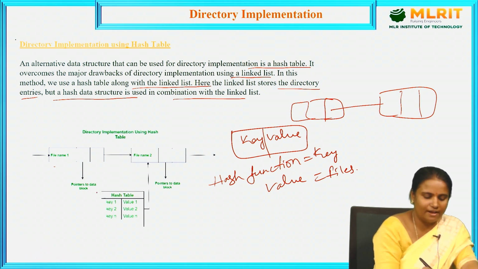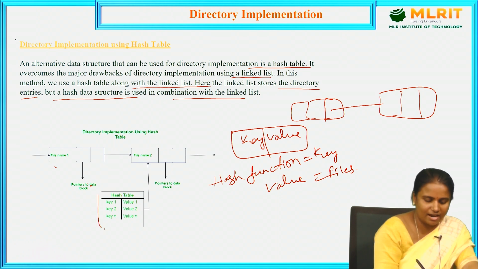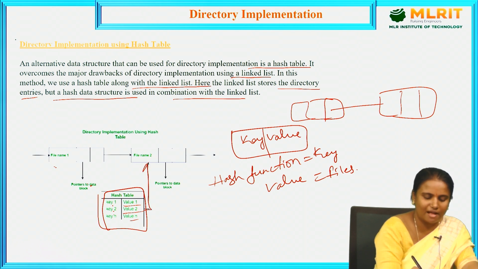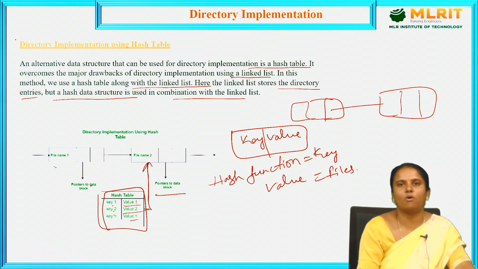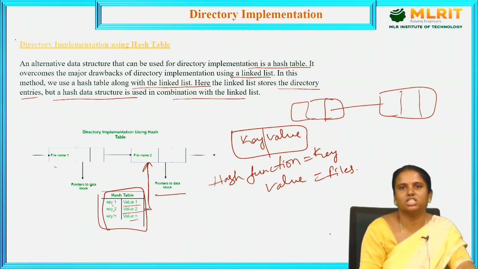So here we are taking one file name pointing to other data blocks and one hash table with key 1, key 2, and so on up to key n, and value 1, value 2. So this is going to map to a file, and again this maps to the next block, pointing to the next block. So a hash table is nothing but key-value pairs: the hash function is the key, and the values are nothing but files.